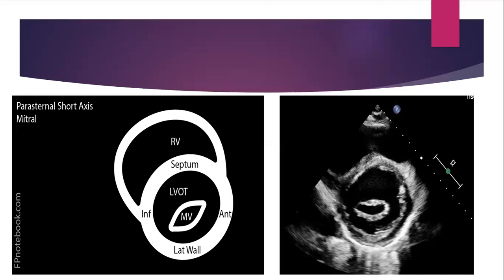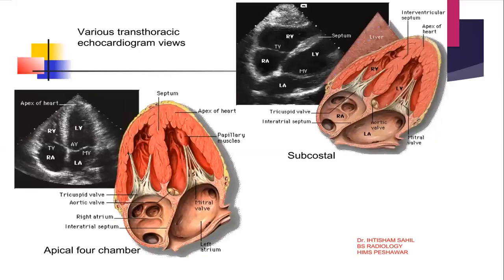And somebody who is experienced can also tell what this one is. This is more of the ascending aorta. This is the descending aorta, and this is the ascending aorta. So those are the various transthoracic echocardiogram views, and that is how they are.